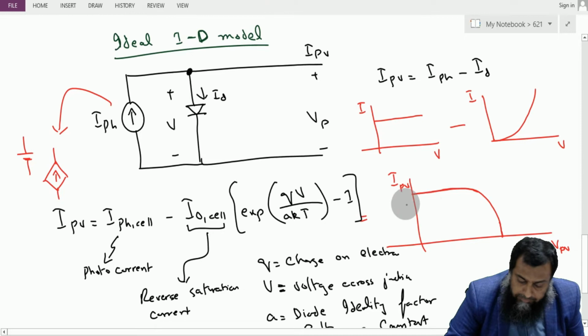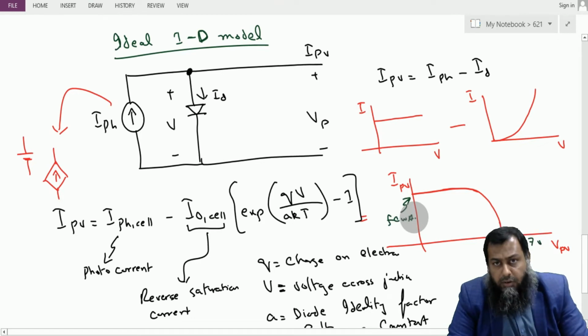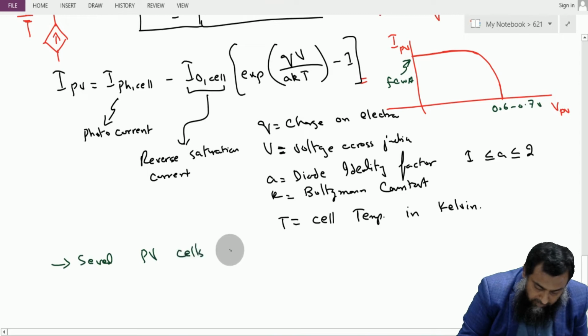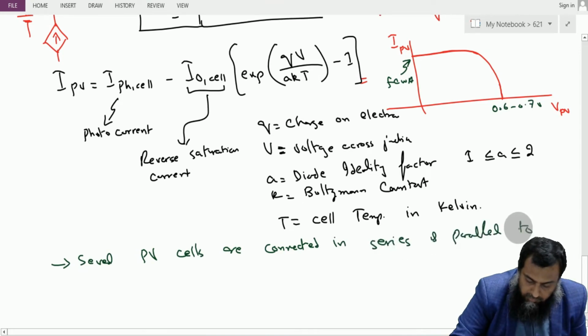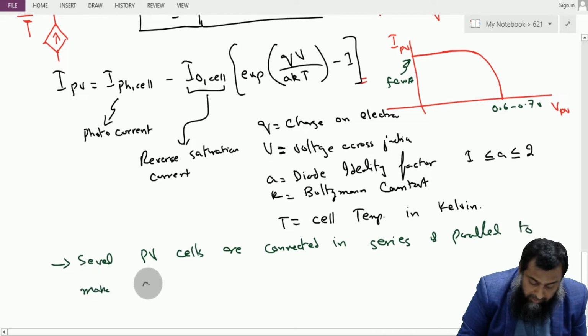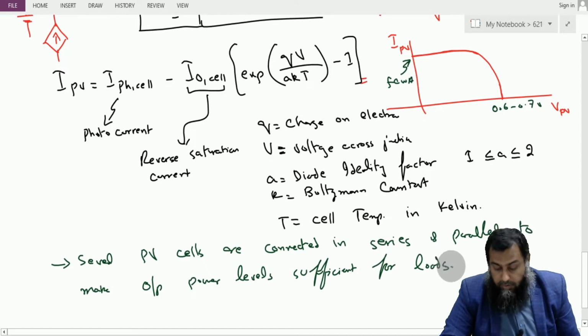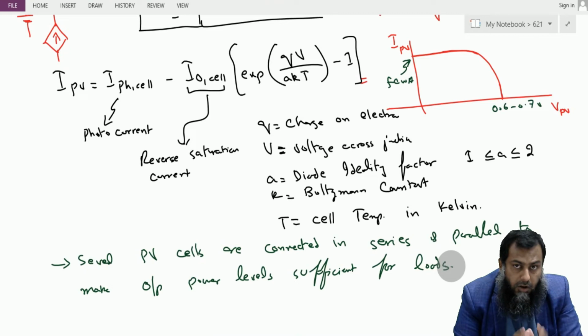Now, this particular cell has a limited voltage. For example, maybe it is limited to 0.6 or 0.7 volt at open circuit, and at short circuit it is capable of supplying a few amperes of current, which is not enough to cater for any loading application. So what happens here is that several PV cells are connected in series and in parallel to make output power levels sufficient for electrical loads, right?